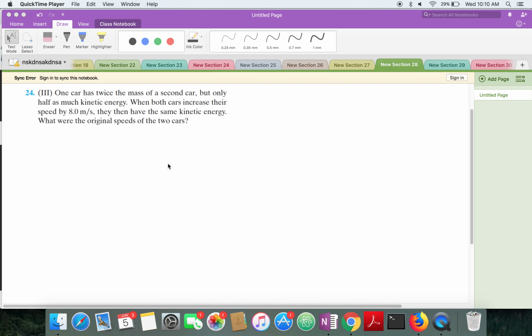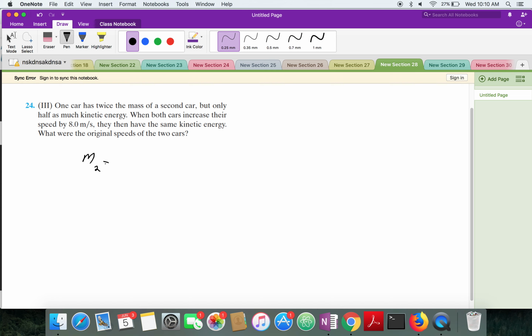I'm back, and now we're going to finish up the practice problems from Chapter 6. Take a look at number 24 here. What it says is that one car has twice the mass of a second car, right? So we can start out by saying, let's say that car 2 has twice the mass of car 1, but only half as much kinetic energy, right?